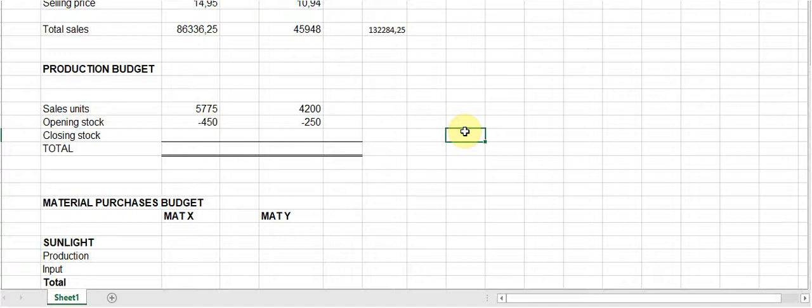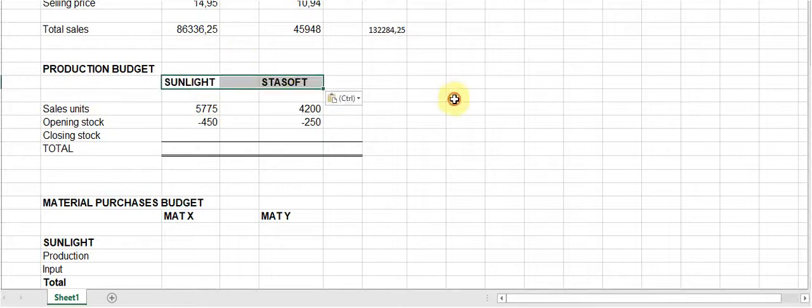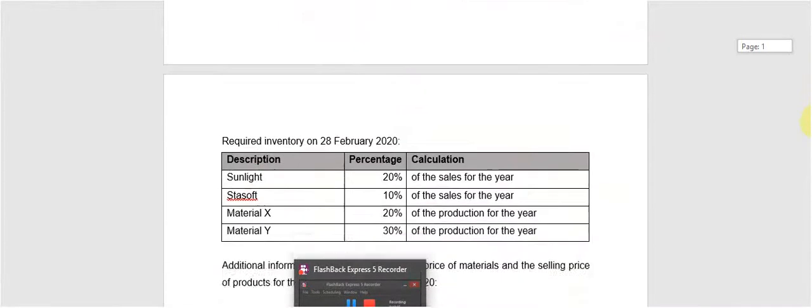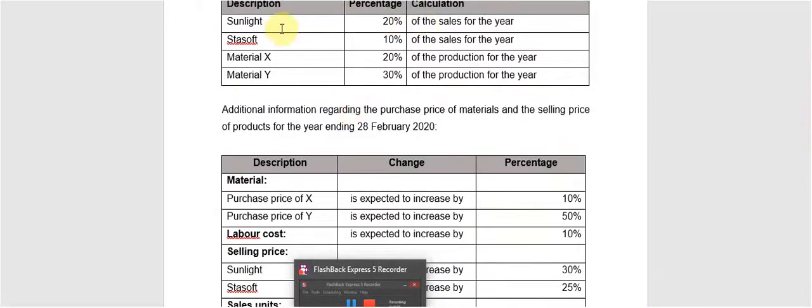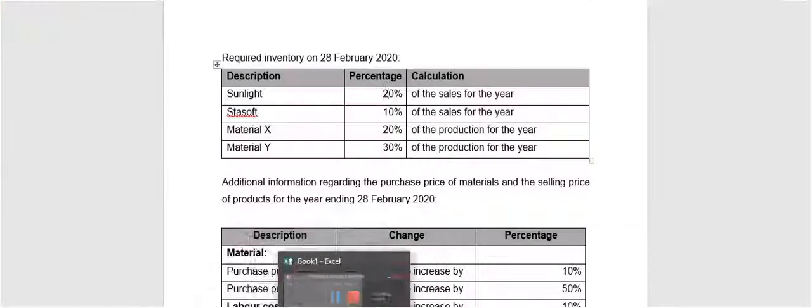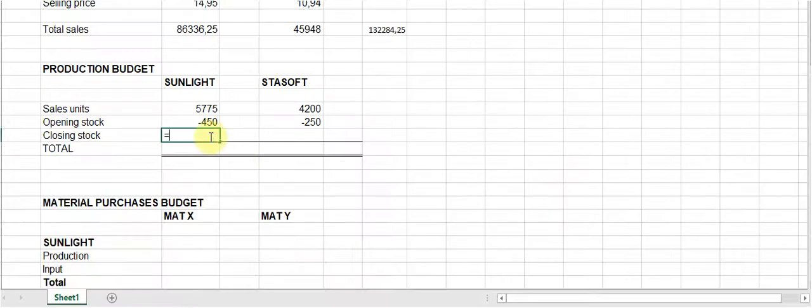Then for the closing stock, you were given some instruction. I just want to properly copy the name in here. Closing stock, you were given some instruction. If we go back to the question, you were told that for the closing inventory, required inventory at the end of the year, Sunlight should be 20% of the sales for the year and Stasoft should be 10% of the sales for the year. So we're going to go back to the question and say, of the sales, this should be 20% for Sunlight.